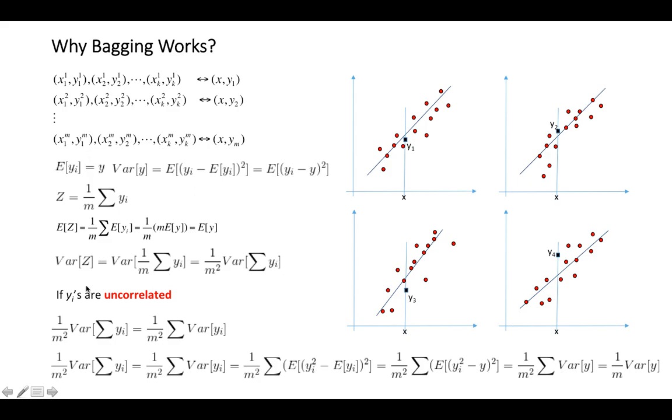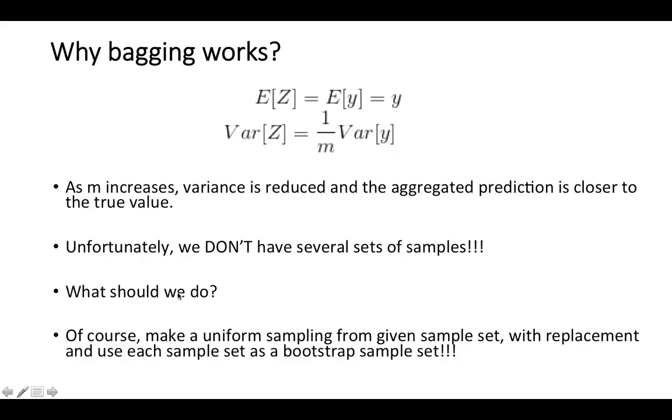Okay. Now there is a key assumption: if these yi's are uncorrelated, you can write the entire math here as two properties. The expected value of z is the same as that of y, and the variance of z is 1 over m times the variance of y. So if the yi's are uncorrelated, you can write the variance of this random variable z as 1 over m variance of y. So what this means is, as m increases, the variance is reduced, right? As m increases, the variance would be close to 0.